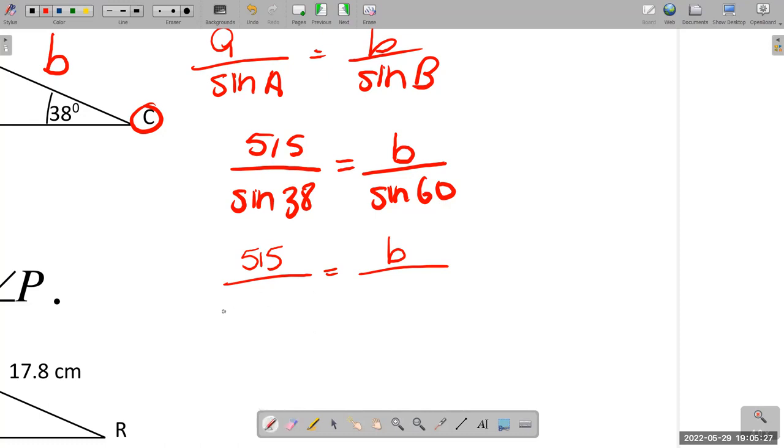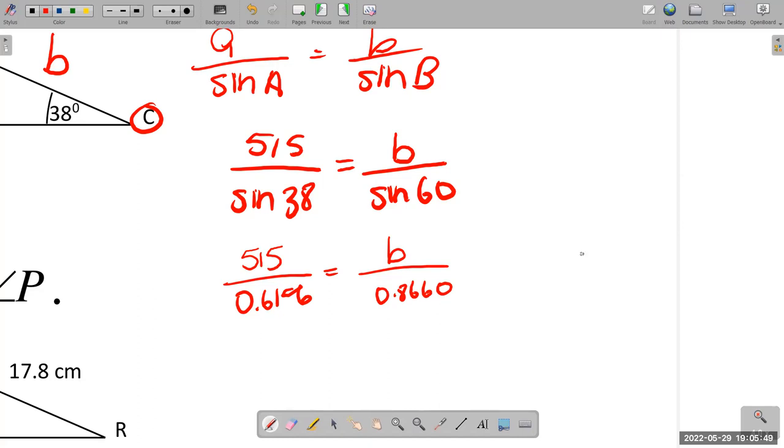Which one is it? That's correct. So sine 38 is 0.6156, and then sine 60 is 0.8660. That's what you get when you put in sine 38.